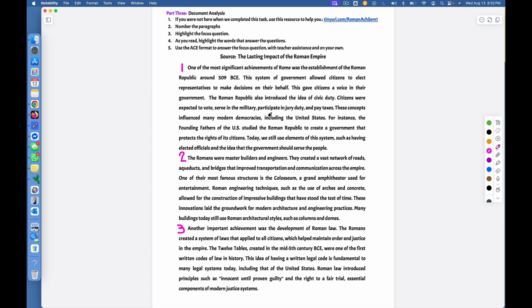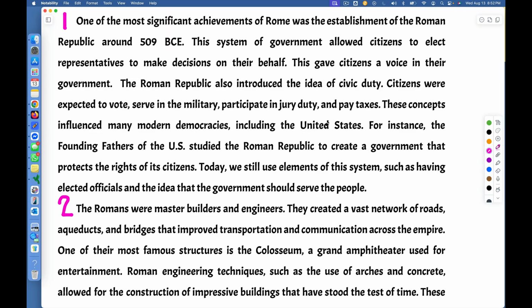So what I like to do first is just read it once with no annotations. The title of the source is The Lasting Impact of the Roman Empire. One of the most significant achievements of Rome was the establishment of the Roman Republic around 509 BCE. This system of government allowed citizens to elect representatives to make decisions on their behalf. This gave citizens a voice in their government. The Roman Republic also introduced the idea of civic duty. Citizens were expected to vote, serve in the military, participate in jury duty, and pay taxes.